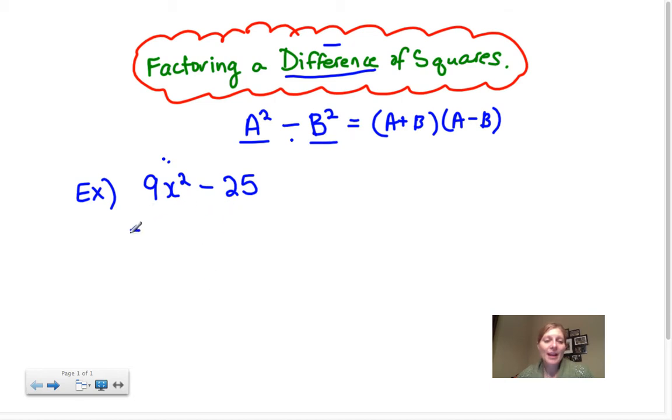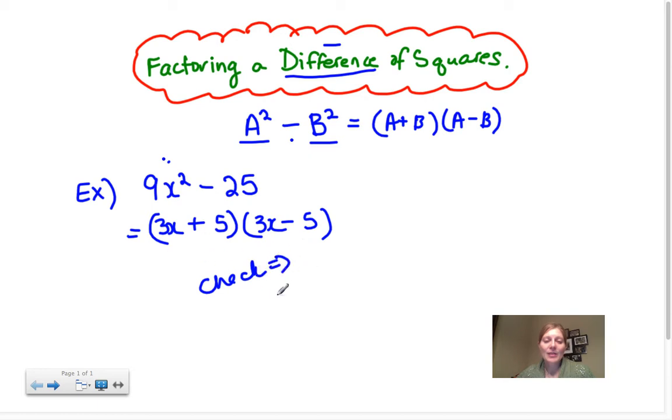So once it's in that form, I'm going to set up two brackets, and I'm going to put the square root of the first term at the start of each bracket, and the square root of the last term at the end of each bracket, and then I'm just going to alternate my plus and my minus sign. I can check to see if this is true by expanding this out.